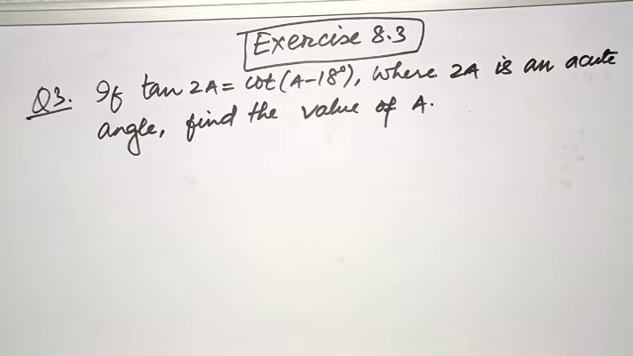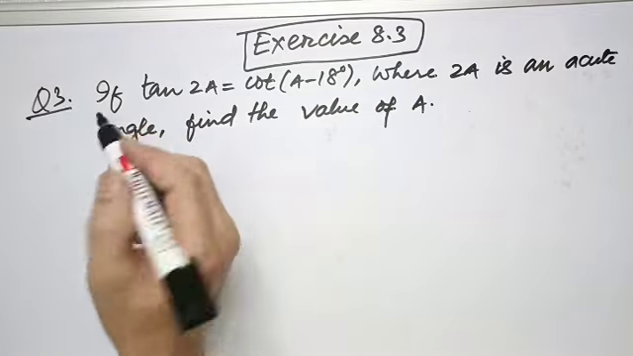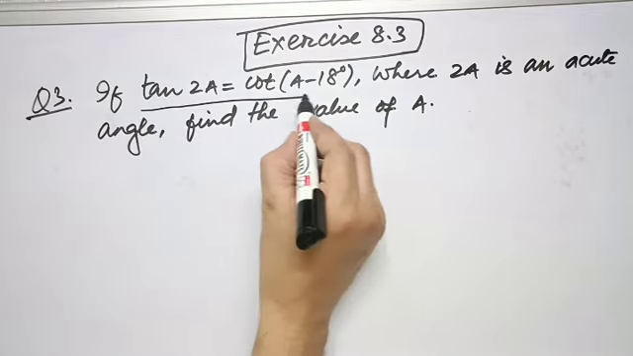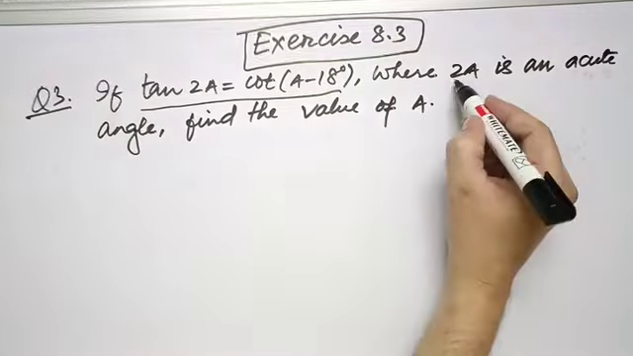Question number 3 says, if tan 2a equals cot a minus 18 degree, where 2a is an acute angle, find the value of a. A similar kind of question I have done just now in an example, where I have shown the same kind of answer. You know the procedure, but this is from the exercise, so it becomes very important to solve it. Let me solve. We are given tan 2a equals cot a minus 18, where 2a is an acute angle.